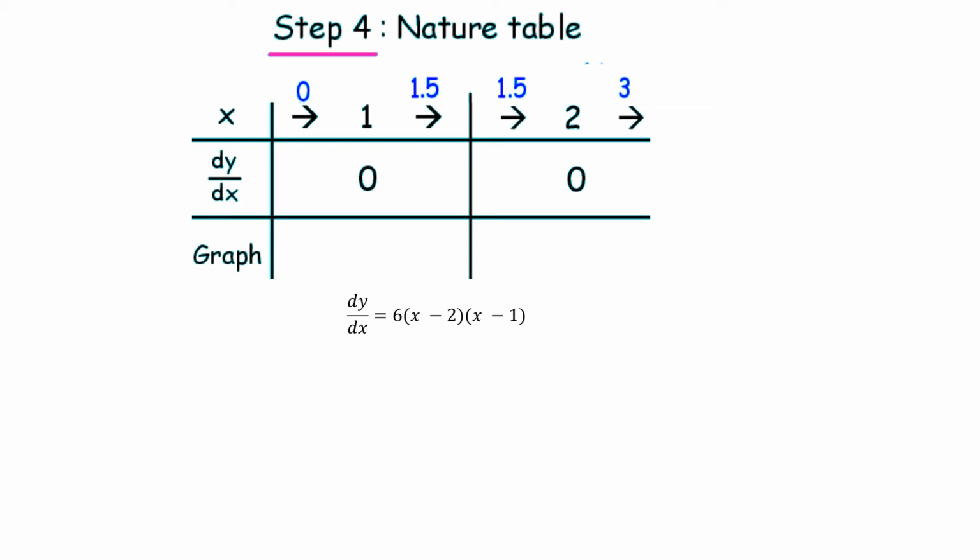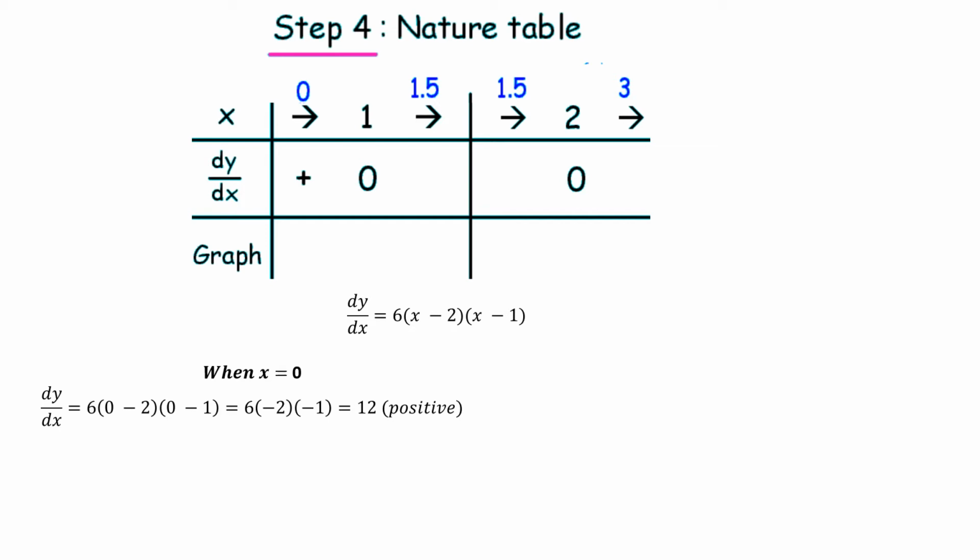So I'll start by doing 0. When x equals 0, I substitute in 0 whenever I see x in the dy by dx form that I had earlier on. So I have 6 bracket 0 minus 2, close bracket, 0 minus 1. 0 take away 2 is minus 2, 0 take away 1 is minus 1. When I multiply them together, it gives me 12, and that is positive. So I can write that in my dy by dx row on my nature table, because it's a positive answer.